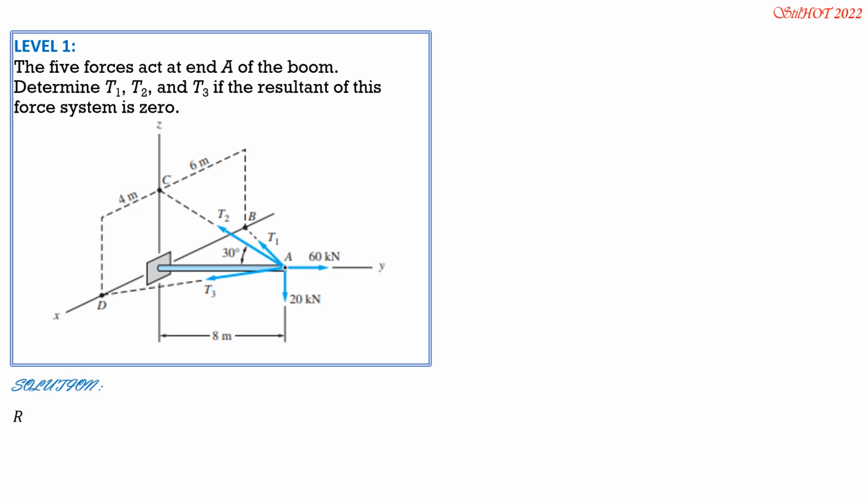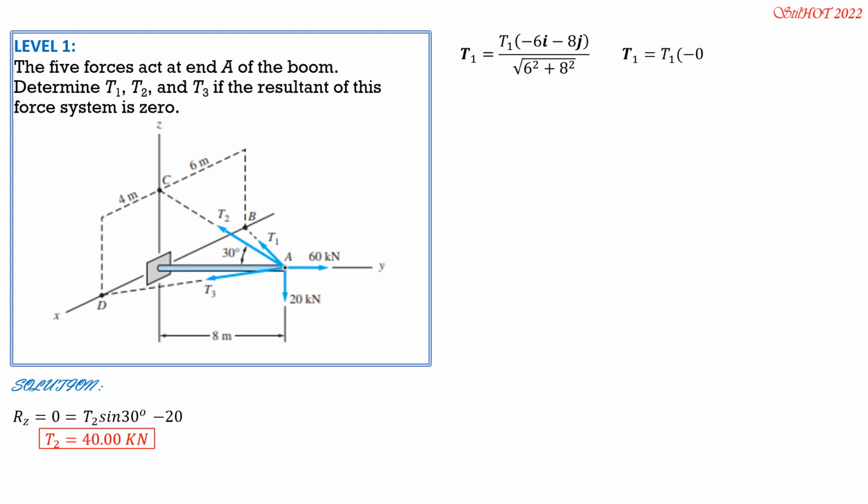So for the solution, RZ is 0 equals T2 has positive Z component, T2 sine 30, minus 20 equals RZ, which is 0. So T2 is 20 over sine 30, so T2 is 40 kilonewtons. Next, let's express T1 in vector form. It is directed backward and leftward. So T1 in vector form is magnitude of T1, quantity negative 6i minus 8j all over square root of 6 square plus 8 square. Simplifying, T1 is magnitude of T1 times negative 0.6i minus 0.8j.